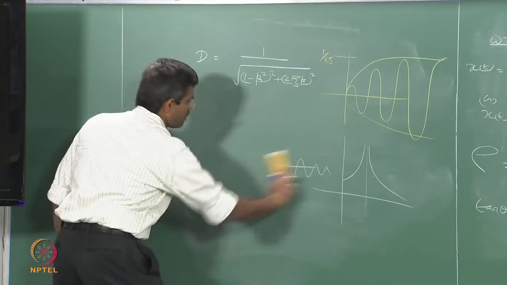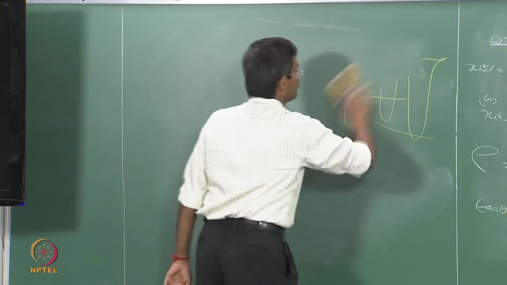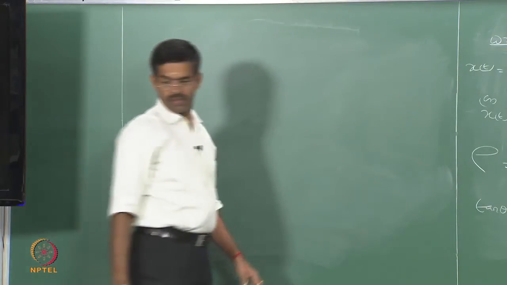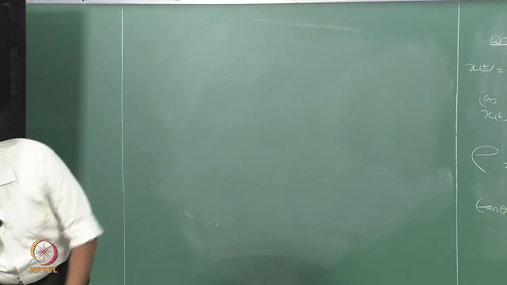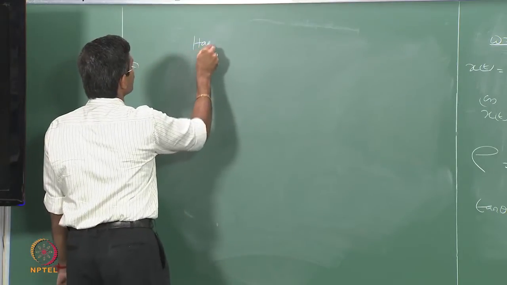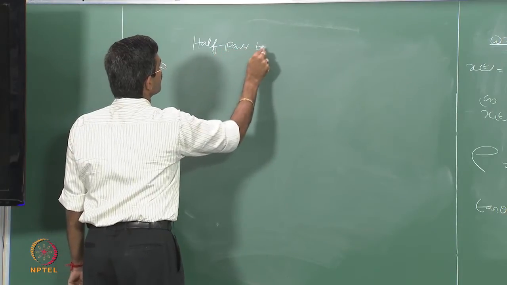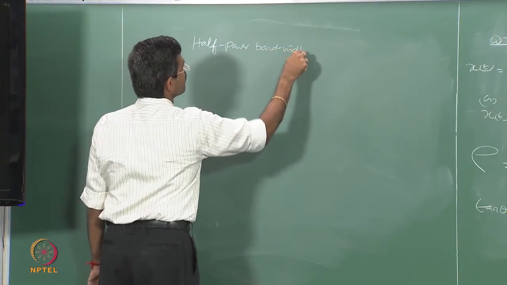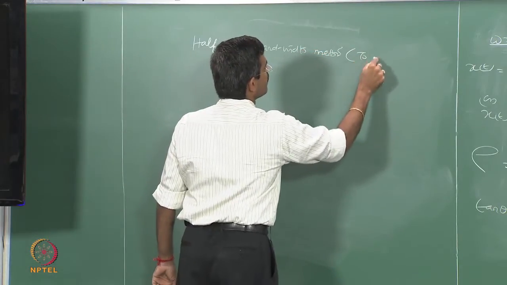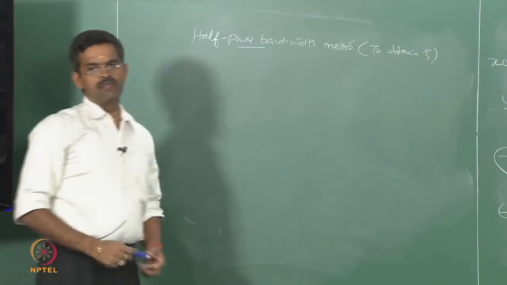There is one more way of getting the damping ratio zeta, which is called the half power bandwidth method, to obtain damping ratio zeta.